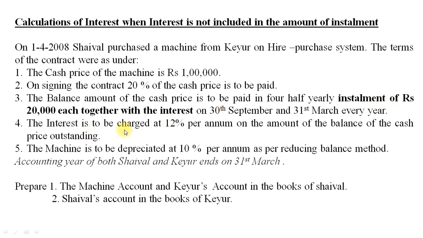Okay. Fourth point, interest is charged at 12% per annum, and machine is depreciated at 10% per annum on the reducing balance method. Accounting year of Shaival or Keyur ends on 31st March. We are going to prepare machine account and Keyur account in the books of Shaival and Shaival account in the books of Keyur. Okay, see, we will write down the journal entry for all the years, then only we will do the ledger and posting, because this is your second sum so we have to complete it. So first let us see the working.